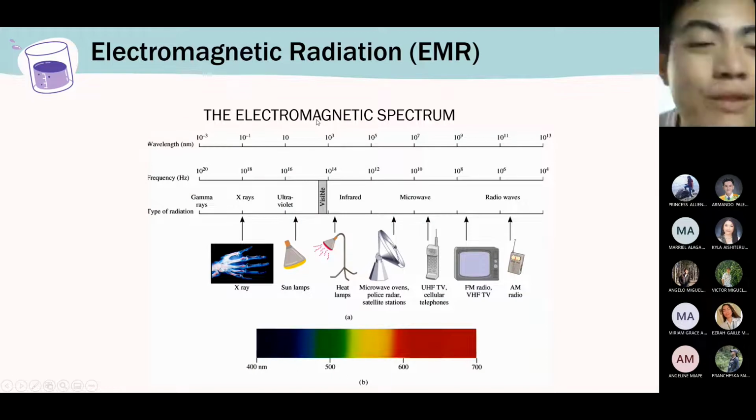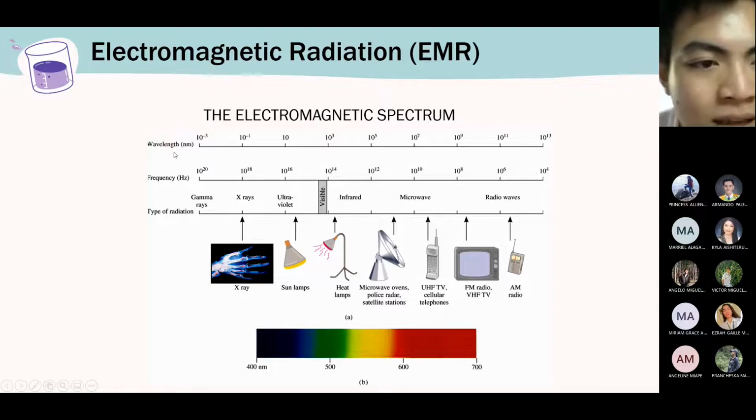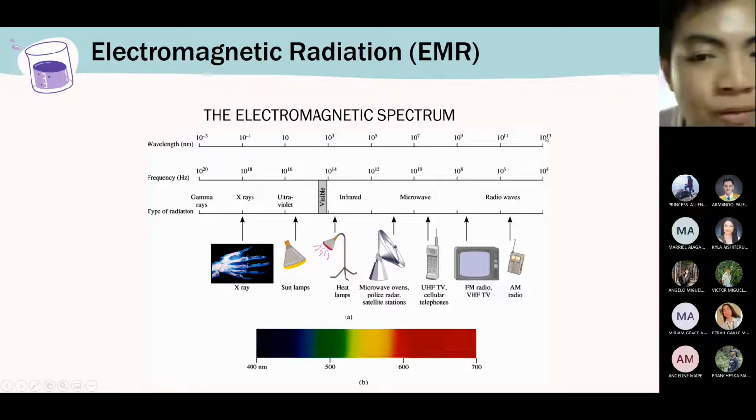So, probably you've seen this in high school. For me, the first time I saw this was in first year high school. Here we see the relationship of wavelength, frequency, and the corresponding type of radiation. On the left side we have very small wavelengths, and on the right side we have huge wavelengths. Some of the wavelengths are even in kilometer distances.